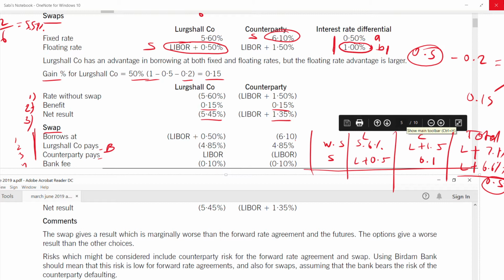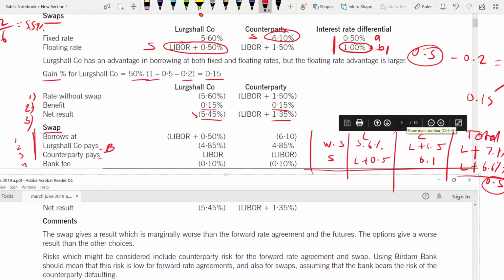So start with LIBOR. Now to decide who is paying LIBOR and who is receiving LIBOR, that's why I told you your net result is very important. You have to look at the net result of both the company and the counterparty. Your net result will tell you whether you have to pay LIBOR or receive LIBOR. In whose net result can you see LIBOR, the company or the counterparty? Counterparty has LIBOR in bracket. That means counterparty is paying LIBOR. In the net result it is LIBOR plus 1.35%.